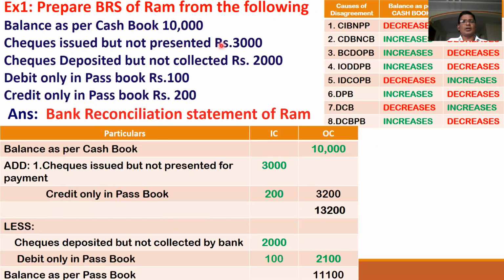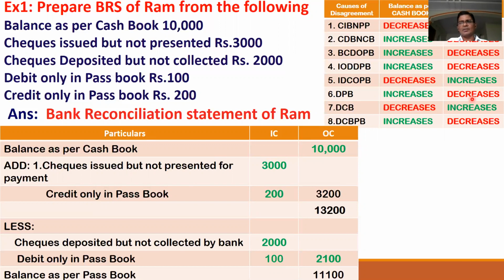Check issued but not presented for payment. Check issued means cash book credited, cash book balance decreased. Cash book balance decreased means you have to add. So you see, check issued but not presented for payment, cash book decreases, because given is the cash book balance and it decreased.